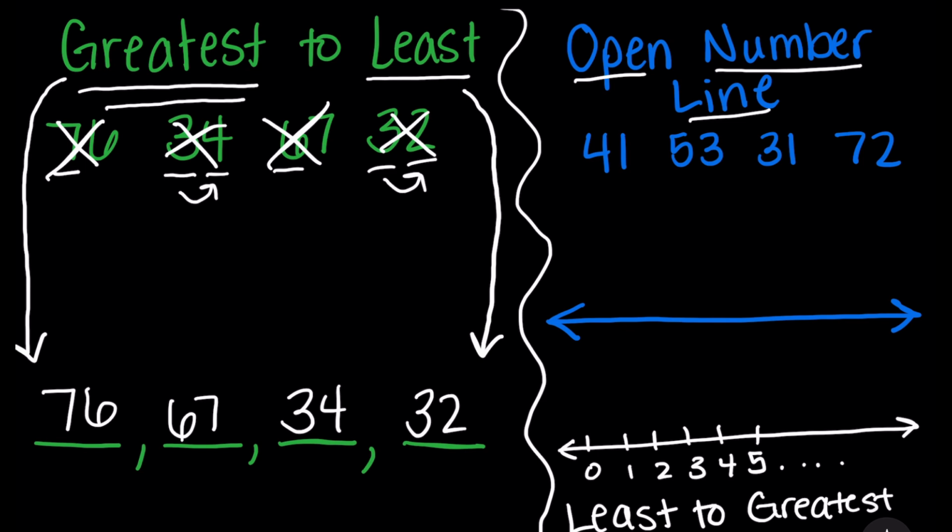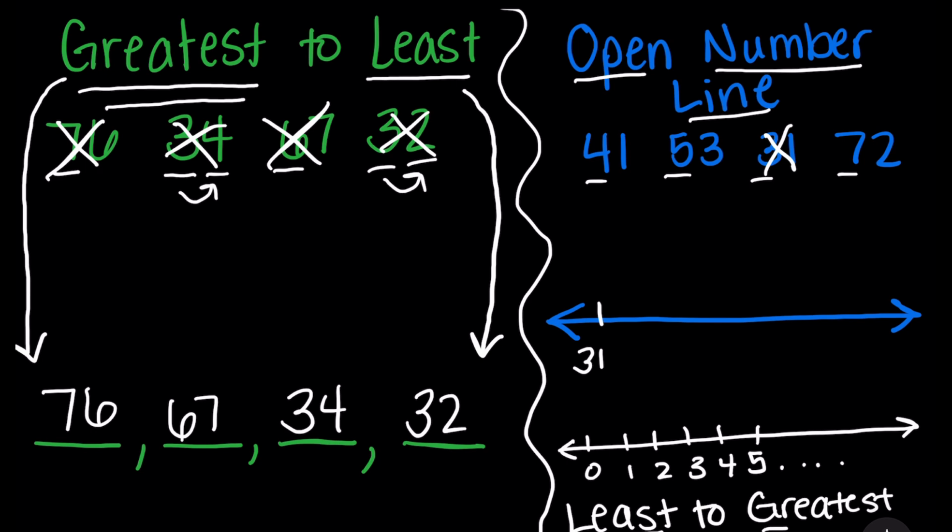So let's compare the tens places in the numbers listed. I have a 40, a 50, a 30, and a 70. I'm thinking of the least, the littlest number. So it's not going to be 70. Do you know what it is? It's 31. Let's put that landmark number on our open number line. 31 is our landmark number.